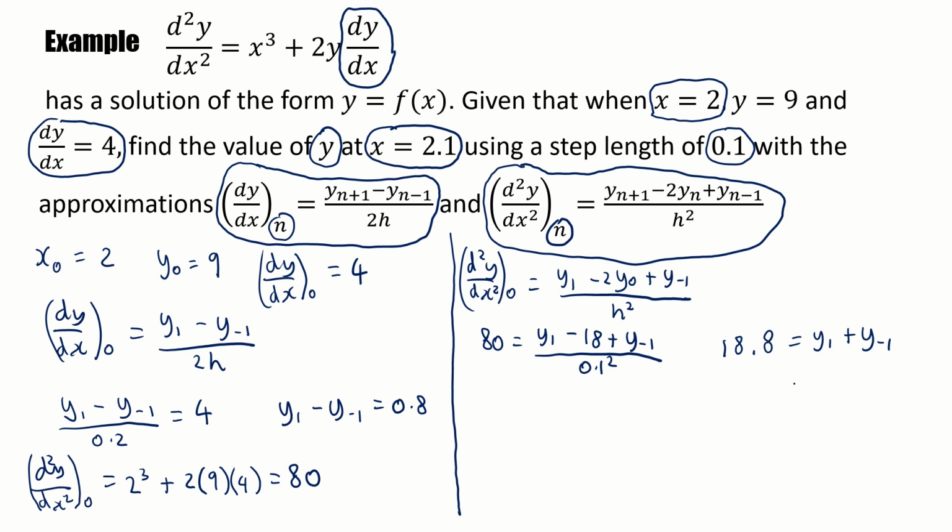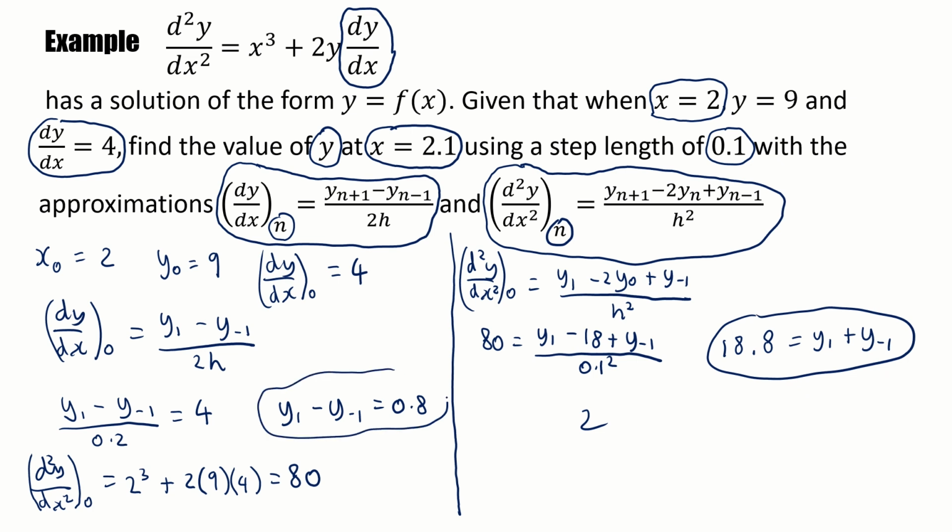So for instance, I can just add these two equations together and it will mean the y minus 1s will cancel out. Therefore, when I add the two equations here and here together, we end up with 2y1 is equal to 18.8 plus 0.8, which is of course getting us 19.6. And that means y1 is just going to be 19.6 divided by 2, which is of course going to be 9.8. And therefore the final answer is, at x equals 2.1, we can say that y is approximately 9.8.